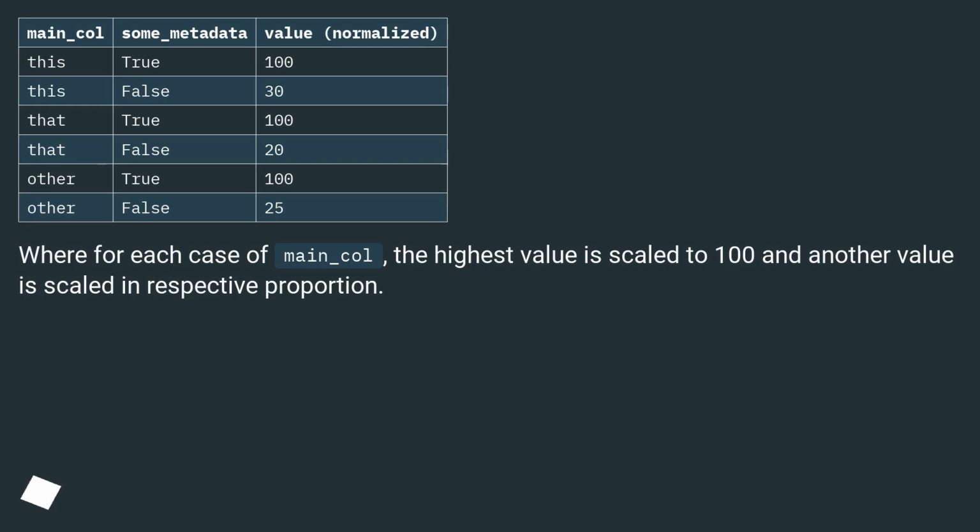Where for each case of main_call, the highest value is scaled to 100 and the other values are scaled in respective proportion.